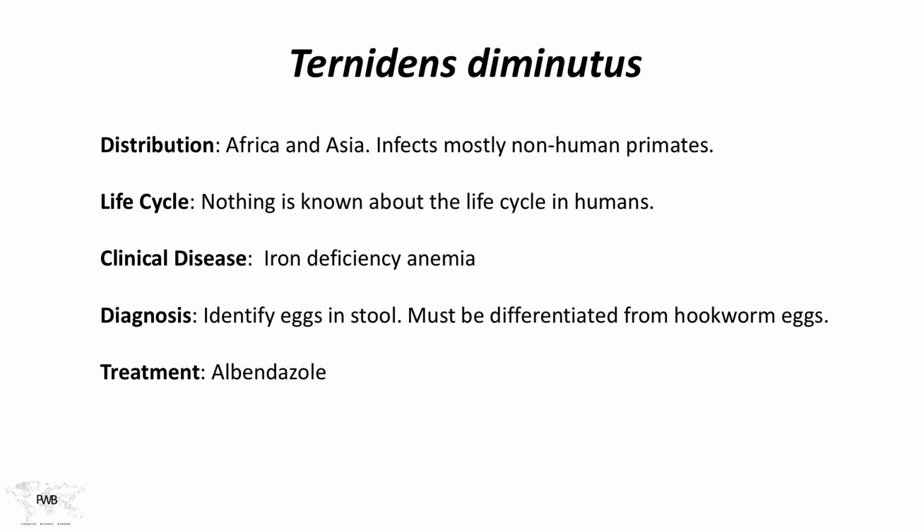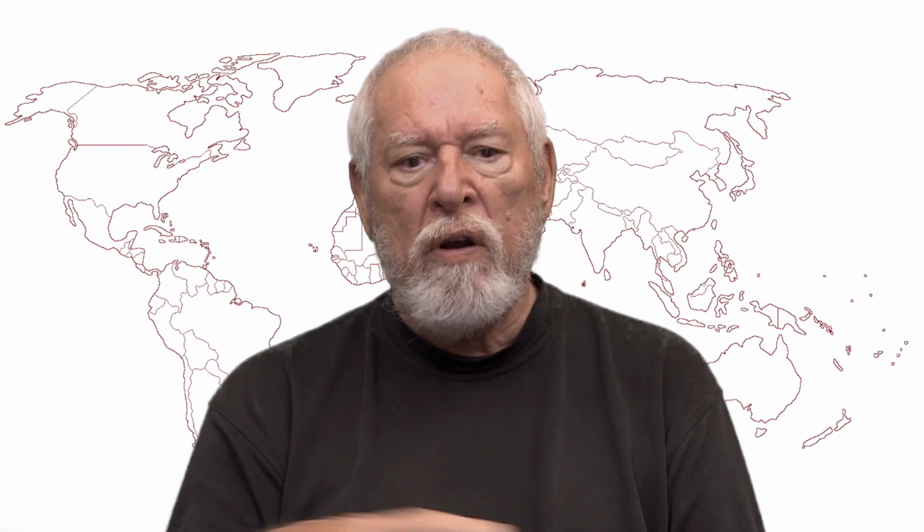Ternidens diminutus is an infection found in Africa and Asia. Again, this is one that infects mostly non-human primates. Almost nothing is known about the life cycle in humans. We don't know how we acquire this infection. And that, of course, suggests that there are no control measures for this, because without knowing how we acquire it, there will be no particular method that we could employ to avoid infection.